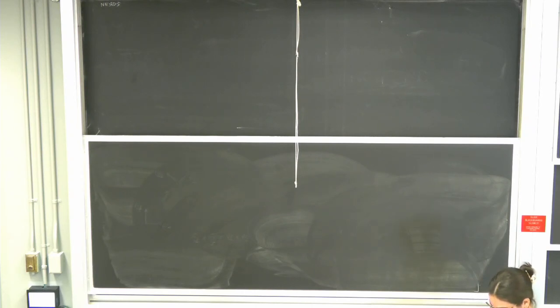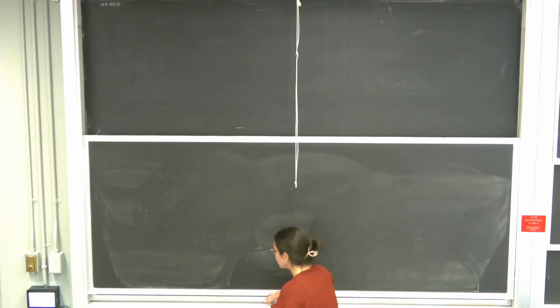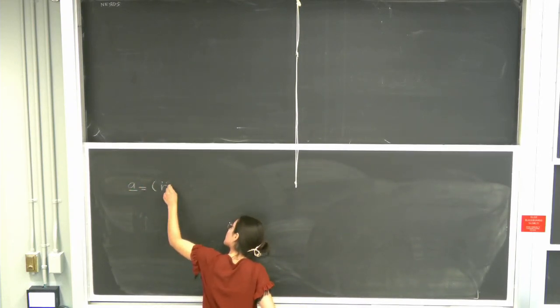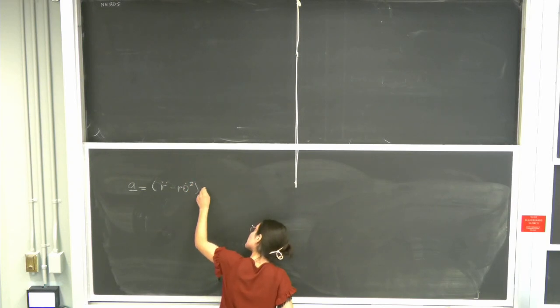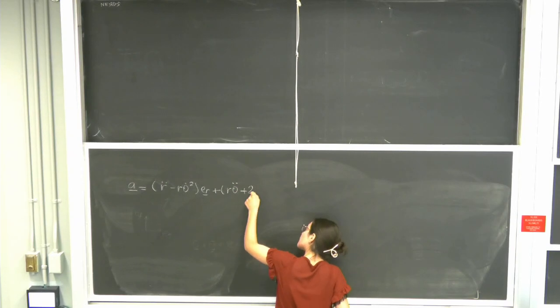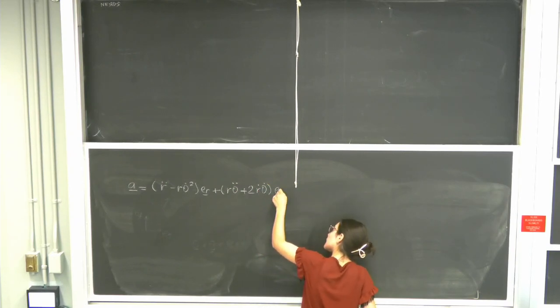Okay, so we still have 45 minutes left? Time flies. Okay, so we're gonna look at the expression for the acceleration a little bit, and then we're gonna explain constraint motion, so pulleys and stuff. Okay, so let's start. The expression for the acceleration a is r double dot minus r theta dot squared er plus r theta double dot plus 2 r dot theta dot e theta.